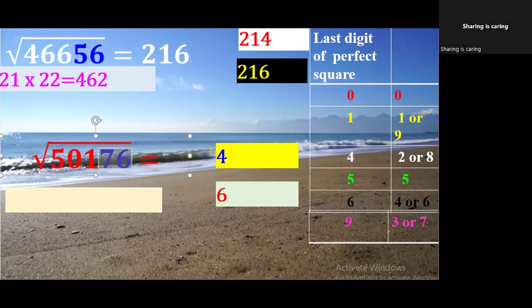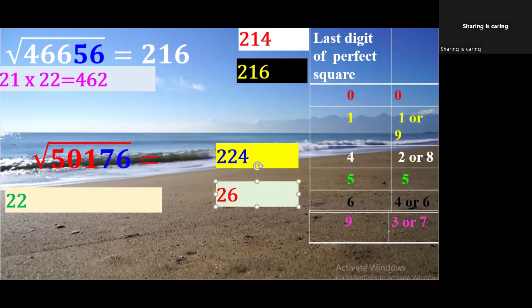So if you choose 24 times 24, it will be 576. No, you cannot take it now. 23 times 23 will be 529, which is larger. We cannot take it. 22 times 22 will be 484. Therefore, the closest is 22. Now the number will be either 224 or 226.